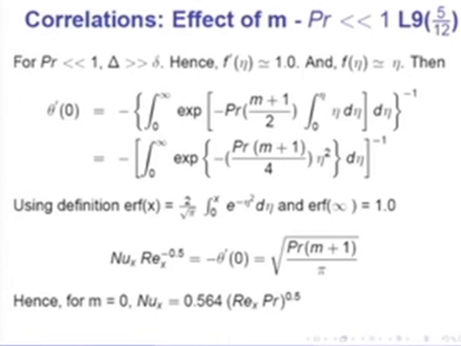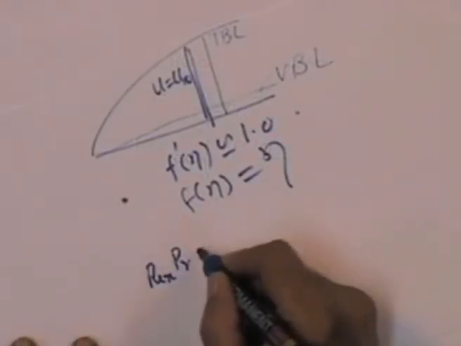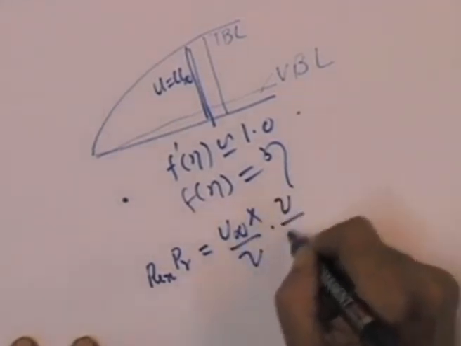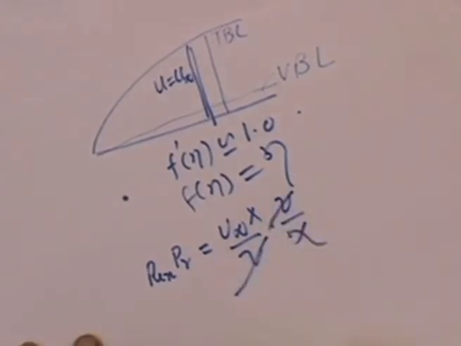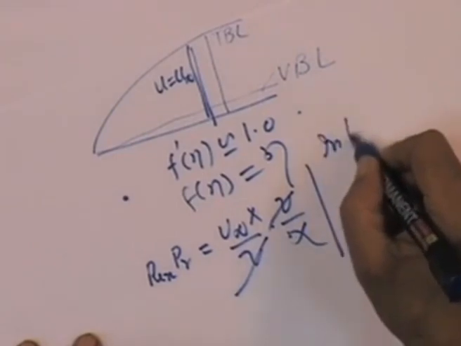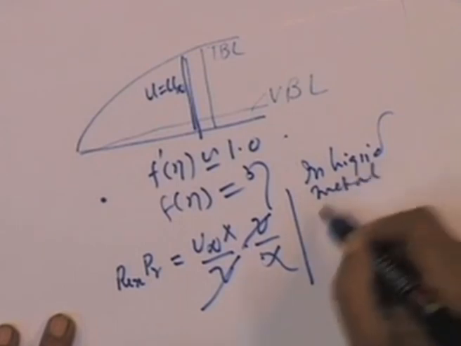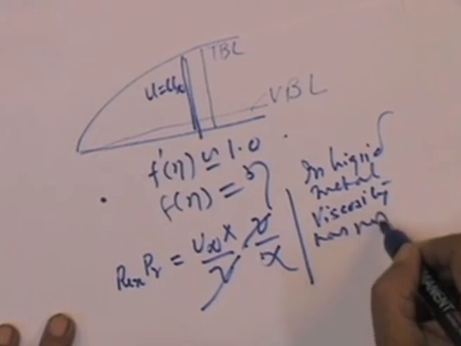The great thing about this solution is the following. For liquid metals, you see both the exponent of Reynolds number and Prandtl number is identical. Now, what does that mean? Re_x and Prandtl, that is u infinity x by nu into nu by alpha, the Prandtl number, nu by alpha, the thermal. So, nu and nu get cancelled. That means in liquid metals, viscosity has no influence.